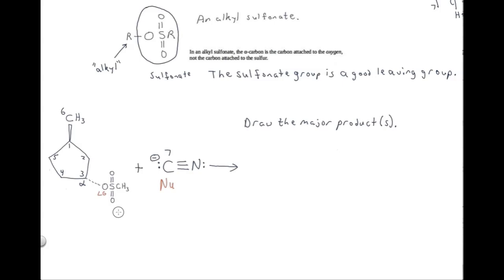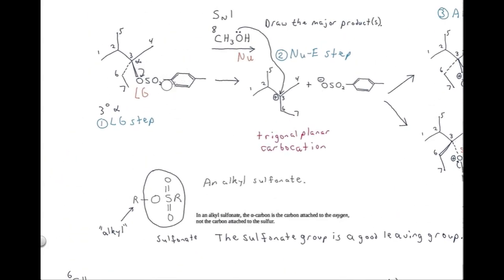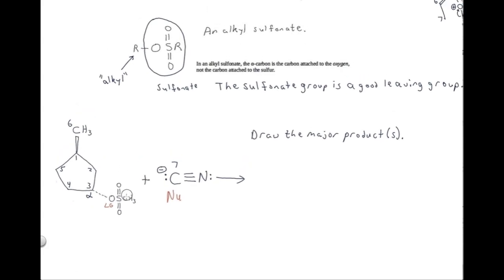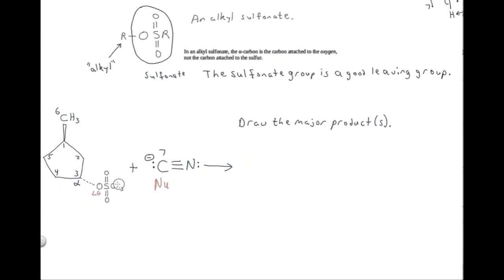Notice that there's more than one type of sulfonate. Here's one sulfonate with this benzene ring and an extra methyl group. And here's another sulfonate, a simpler sulfonate that just has a methyl group in this position. But those are both sulfonates. They're both parts of alkyl sulfonates. And the key thing is that both those sulfonate groups are good leaving groups, because both of them will be resonance stabilized after they leave.